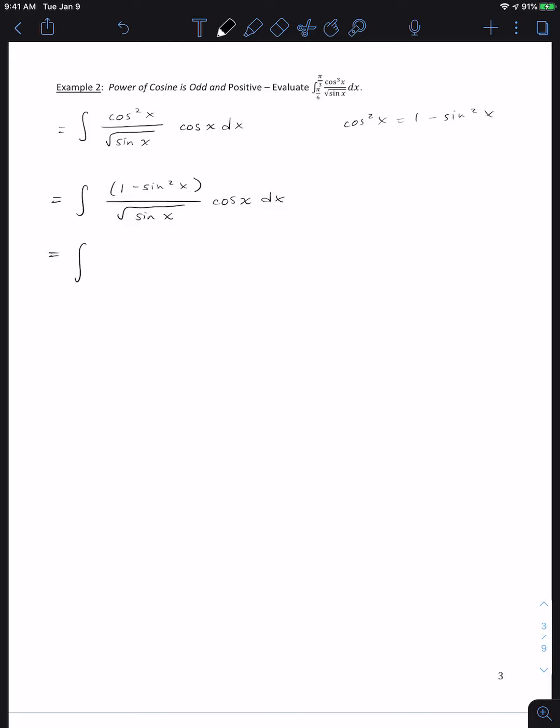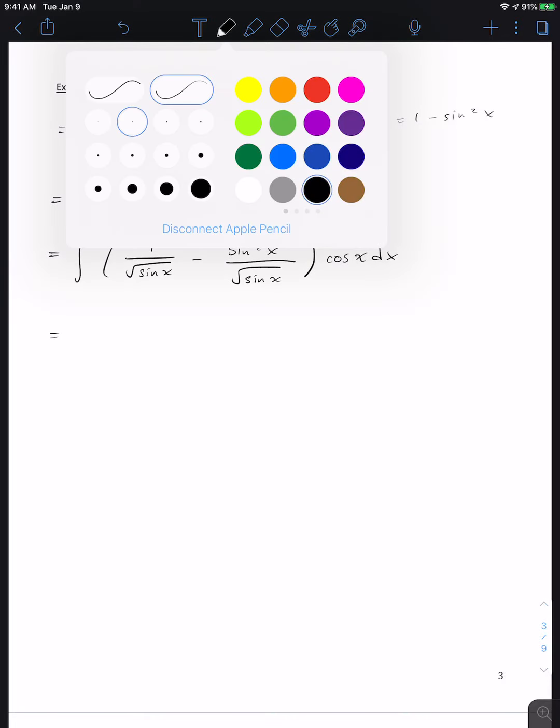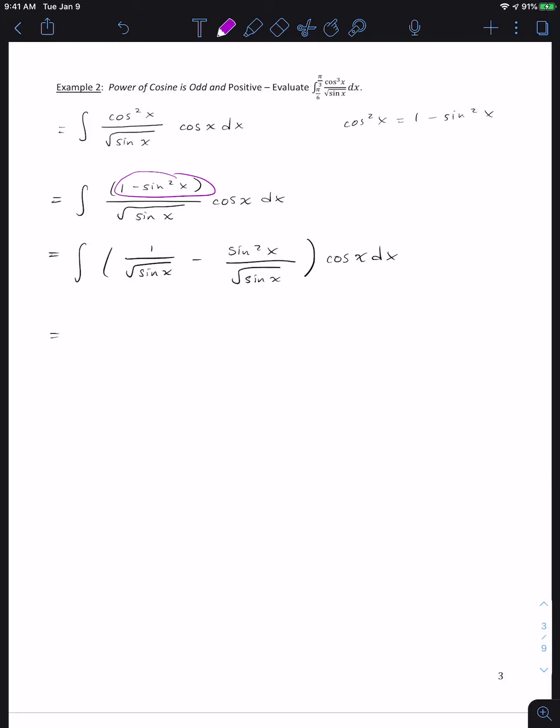So then I end up getting 1 over the square root of sine x, and we'll leave it as this: minus sine squared x over the square root of sine x, times cosine x dx. Now, I should explain what I just did. I just split up the numerator into two different terms. Remember, that was one of our rules that we learned last section, where I can say that's really 1 over the square root of sine, minus sine squared over the square root of sine.